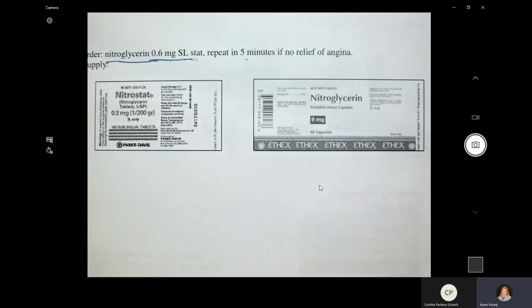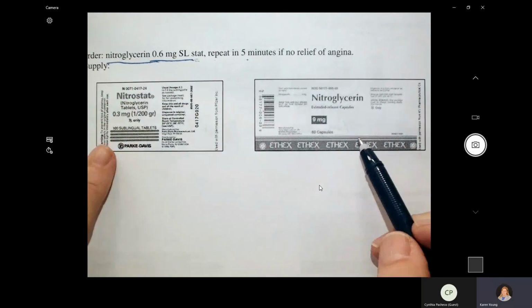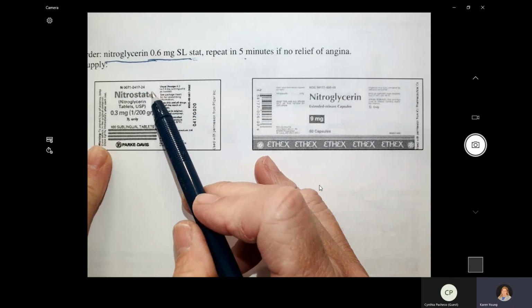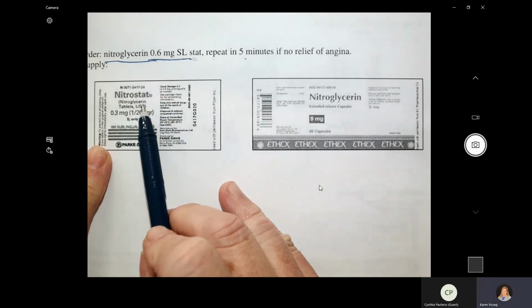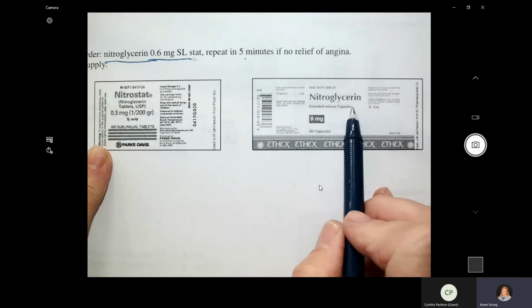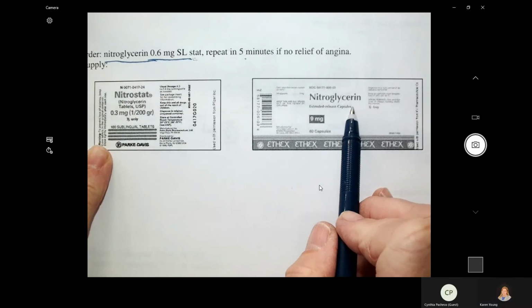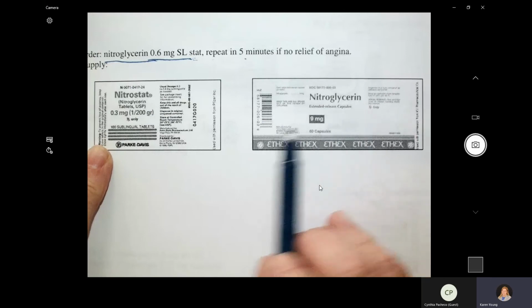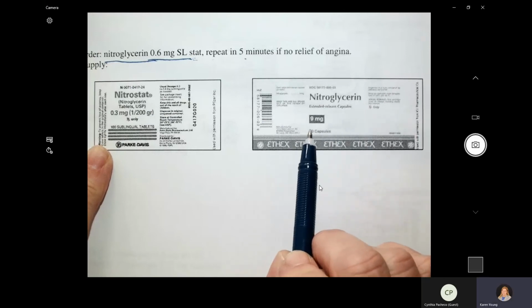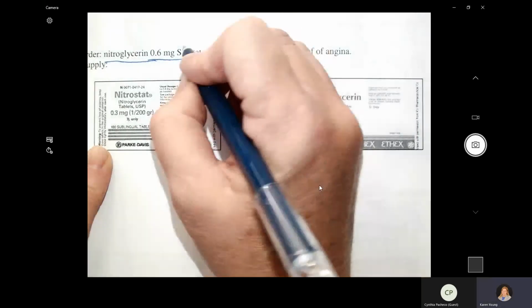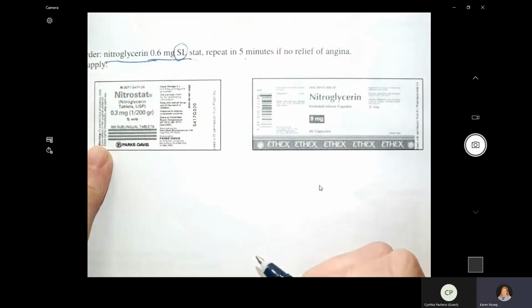In your medication drawer or in your medication supply closet or whatever you have, you've got two different types of nitroglycerin. One is Nitrostat, that's the brand name. But it has the nitroglycerin, so we know it's the same thing. And then we have nitroglycerin here. But you have to determine, which one do you use? All right. There's one word, or maybe two words, on each label that's going to tell me which one I need to use. Remember, this SL stands for sublingual, okay, which means you're giving it under the tongue.